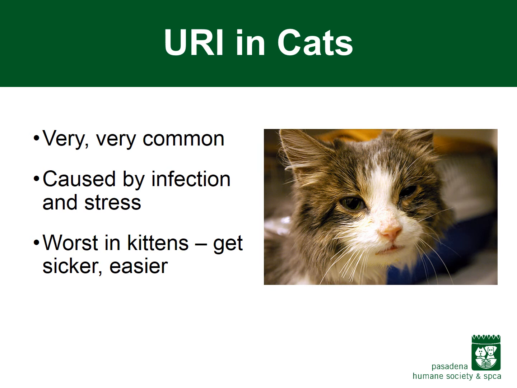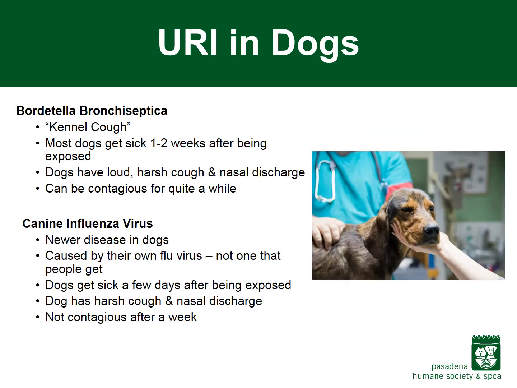It is worse in kittens. They get sicker easier since they don't have the immunity built up yet. So we do keep a closer eye on them, but it is very, very common. We see it all the time. URI in dogs. We do sometimes see kennel cough, otherwise known as Bordetella bronchoseptica.